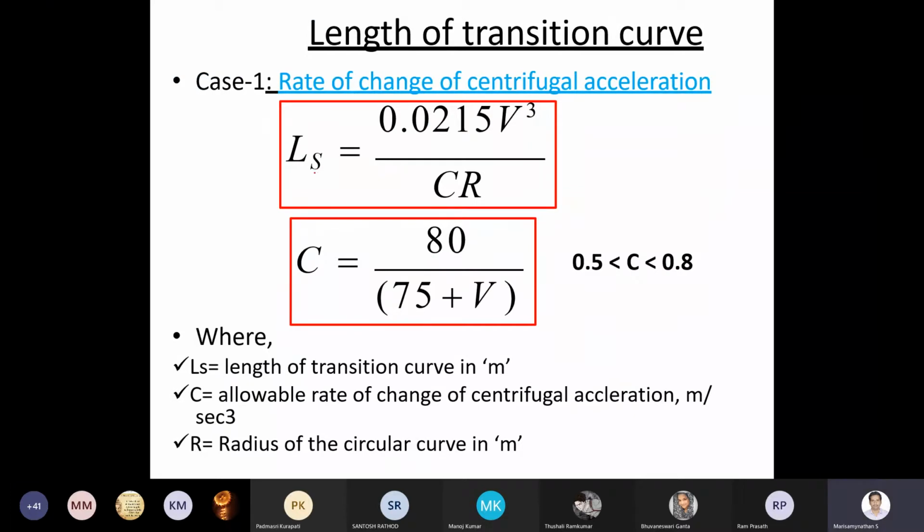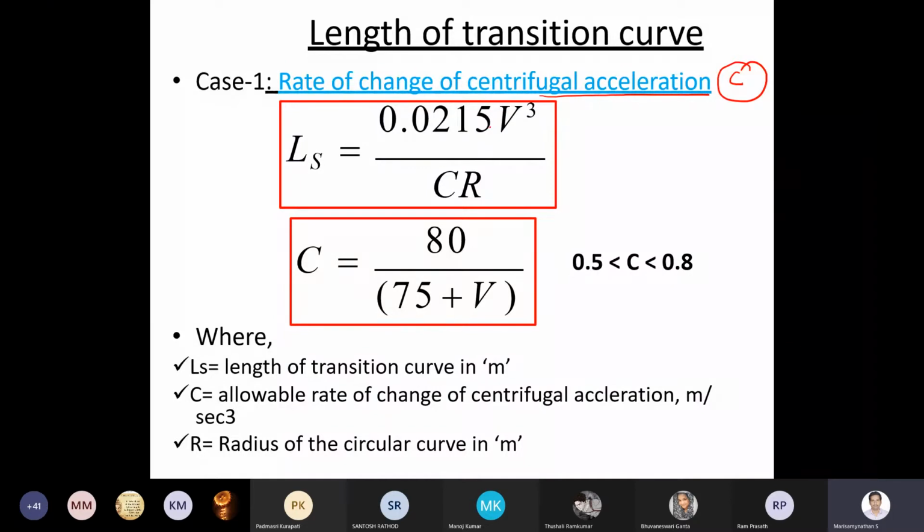So we have the different kinds of design steps. Directly we will discuss the equations, and probably with respect to the problem, you might get the clarity. So there are three cases. One is the rate of change of centrifugal acceleration. So how the centrifugal acceleration C is changing, and according to that, what is the length of the transition curve we need to provide.